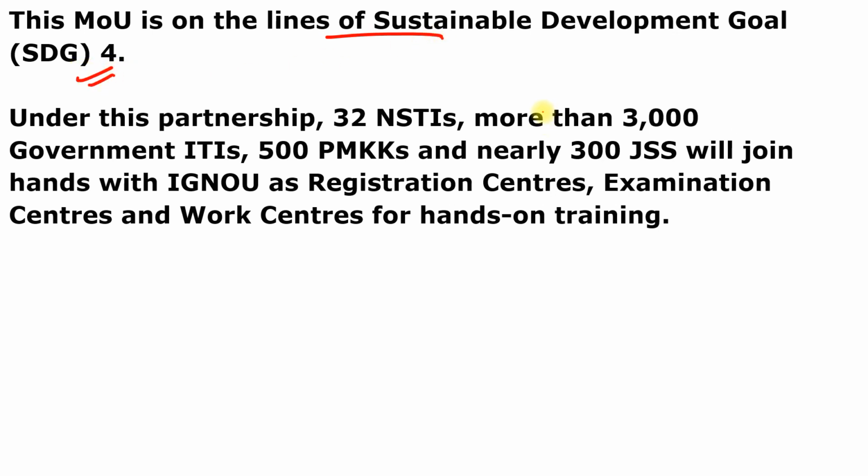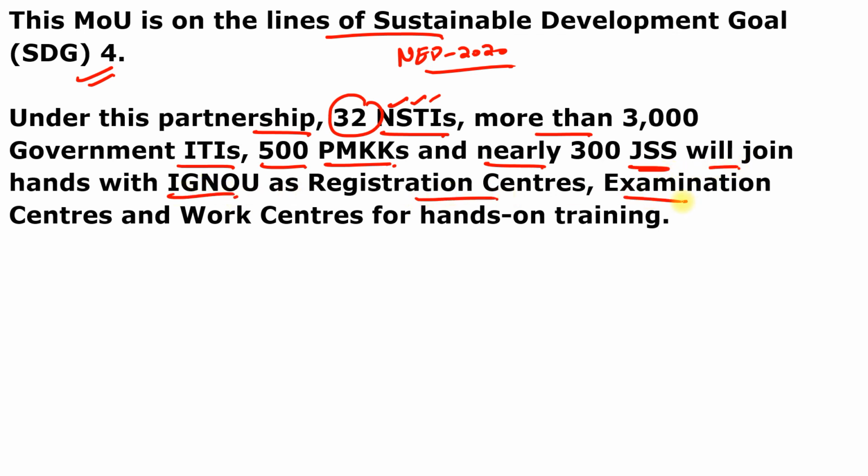We already covered this question, and the main aim is to link vocational education and training with higher education, making India's youth employable. It is also a part of the National Education Policy of 2020. And under this partnership, you have to remember 32 NSTIs. NSTI stands for National Skill Training Institutes, more than 3,000 government ITIs, 500 PMKKs, what is the meaning of this? Pradhan Mantri Kaushal Kendras, and nearly 300 JSS, meaning Jan Shikshan Sansthan, will join hands with IGNOU as a registration center, examination center, and work centers for hands-on training.